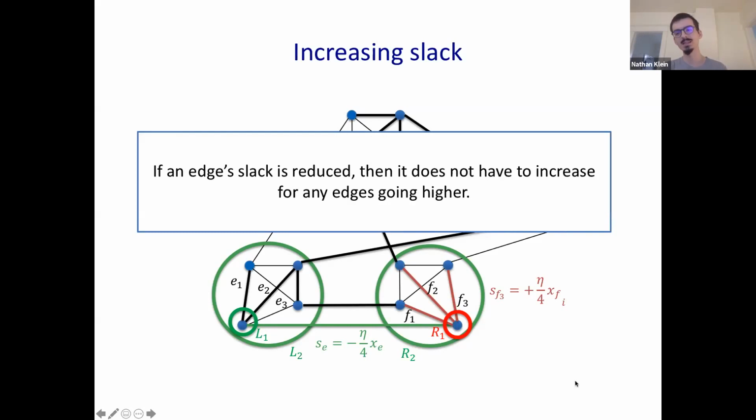Something important to keep in mind is that if an edge is reduced, it definitely does not have to increase its slack for any edge going higher. And this is because it only has to potentially increase slack for its top two cuts. But the decrease event implies that both of these cuts are actually even. So the increase and the decrease events are disjoint, and it only remains to show that the expected decrease of an edge is greater than its expected increase.